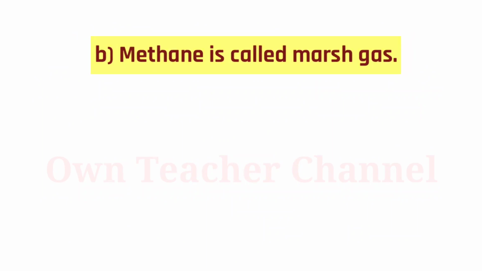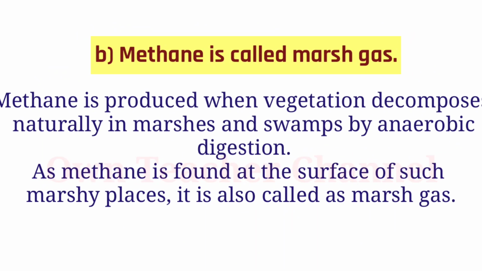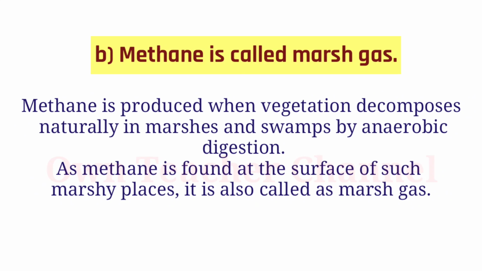Methane is called marsh gas. Methane is produced when vegetation decomposes naturally in marshes and swamps by anaerobic digestion. As methane is found at the surface of such marshy places, it is also called marsh gas.